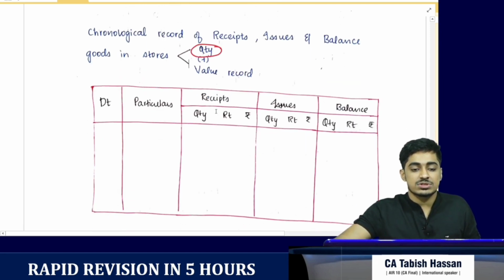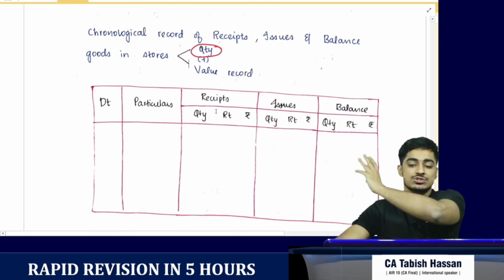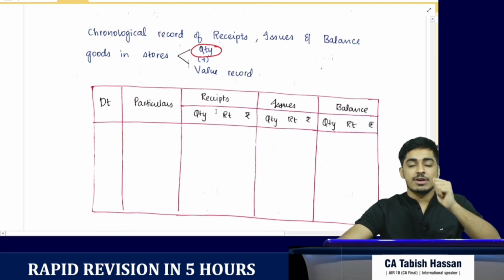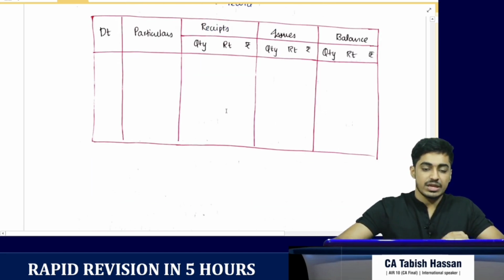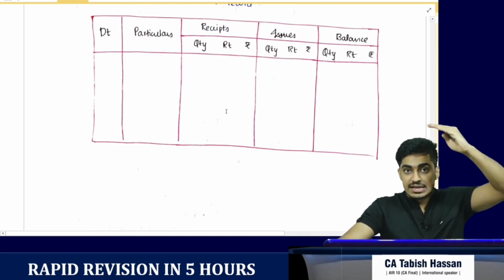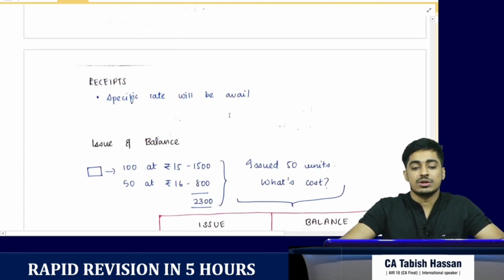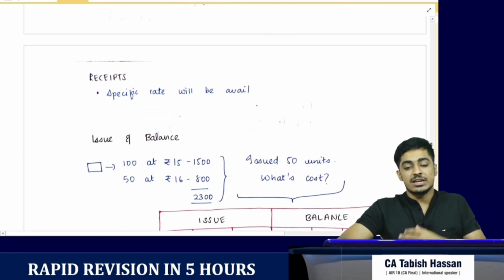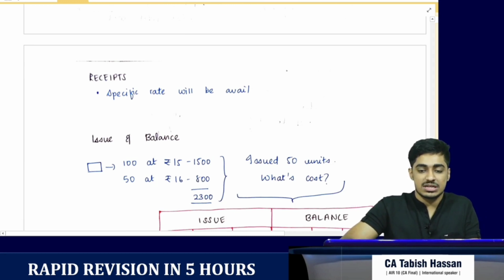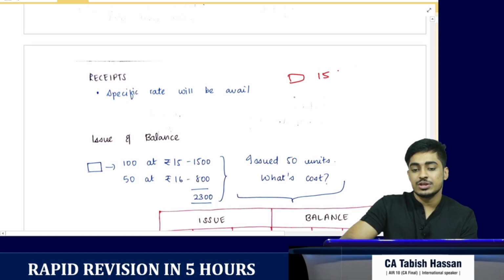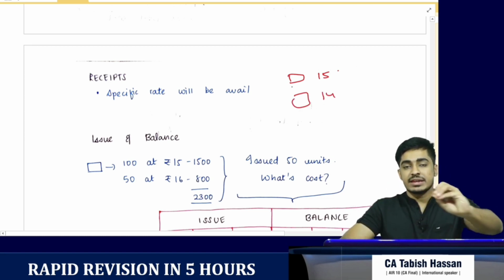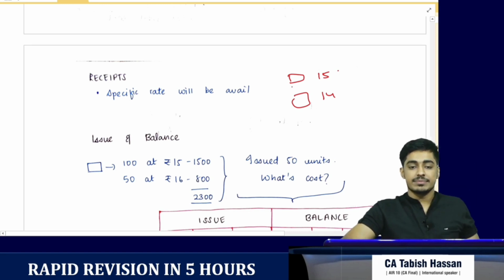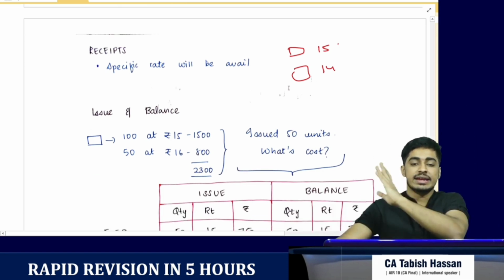So this is the format of stores ledger: date, particulars, receipts, issues, balance. And for everything, we have quantity, rate, and amount. Important thing: first, write all the data in chronological order. Next, receipts. For receipts, the specific rate will be available in the question. We should use that. Say, for example, raw material on the first day we received at 15 rupees and on the second day we received at 14 rupees. As per the rate given in the question, we write it. And we get the quantity, rate, and amount.